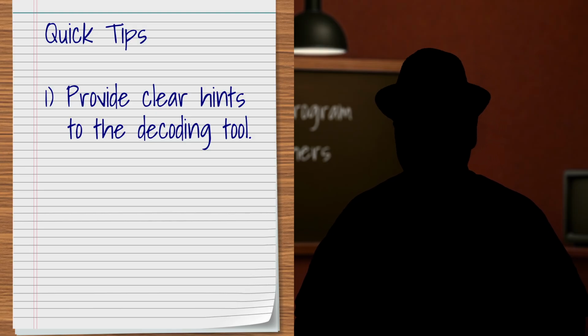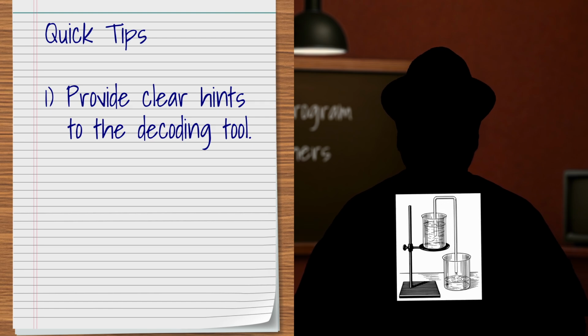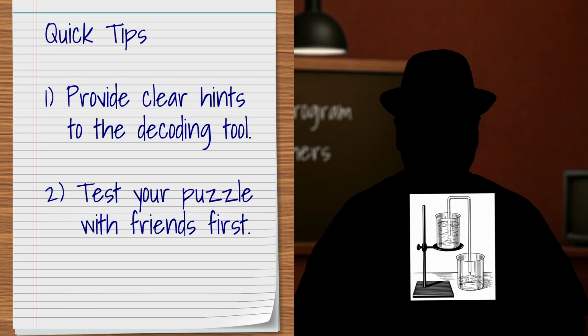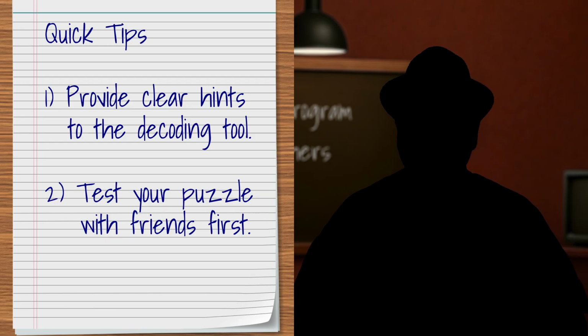The second is to always test your puzzle with someone before you go big. Hand it to a friend, watch them try to decode it, and if they get stuck and give up, that's good feedback. You want your audience to feel clever when they solve it, not frustrated.